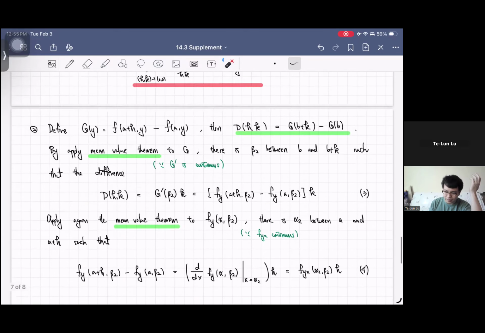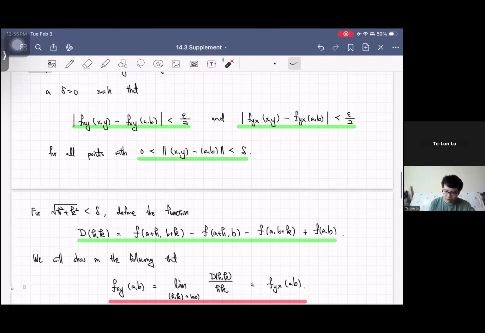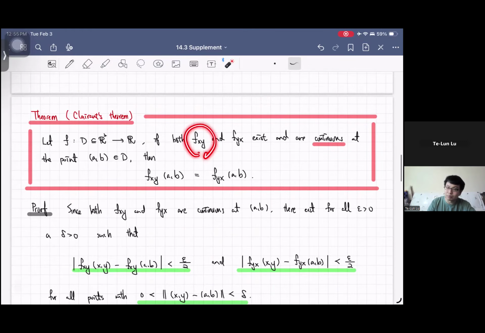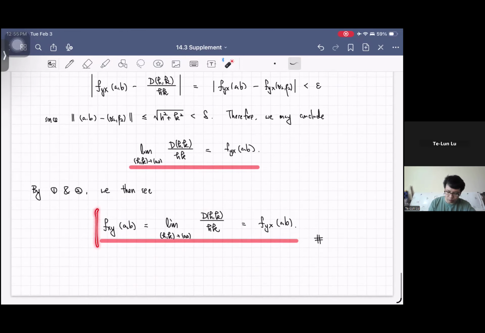So fortunately, this is actually true. Via an intermediate step of this limit, we see that these two are equal. And we see that continuity is really important for us to apply the mean value theorem. Not only do you have to be differentiable in one variable, you also have to be continuous after differentiation. That's the point. So let's recall again that f_xy and f_yx must both be continuous at a point to show that you have the same quantity for the mixed derivatives. So basically that is the proof of Clairaut's theorem.